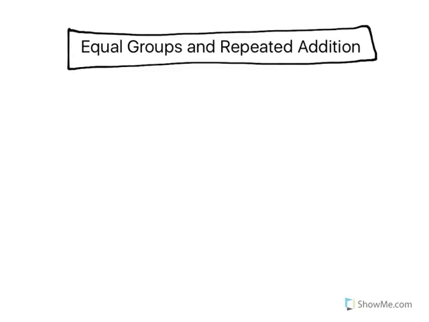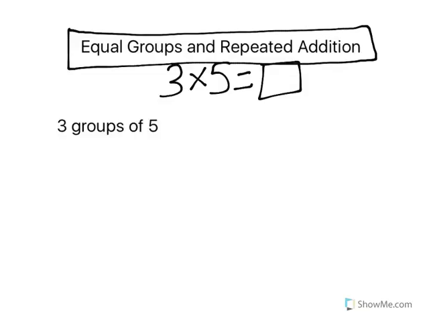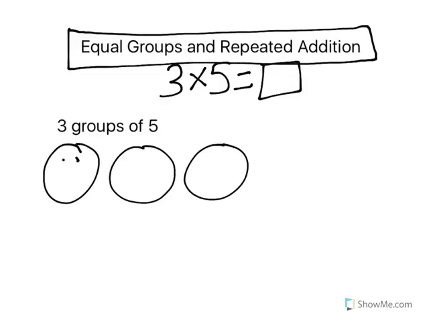Okay, so I'm going to use the fact 3 times 5 equals something. So here what 3 times 5 really means is that I have 3 groups of 5. So I'm going to show you here the 3 groups of 5. I'm going to draw my 3 groups, and in each of those groups I'm going to put 5. 1, 2, 3, 4, 5. 1, 2, 3, 4, 5. So I have 3 groups, 1, 2, 3, and each of those groups has 5.